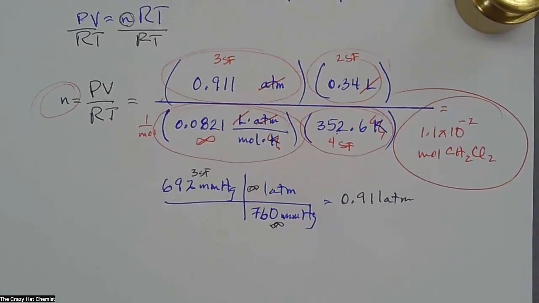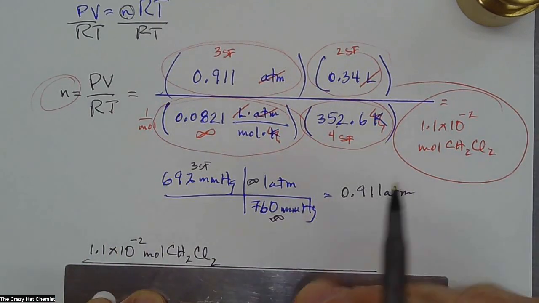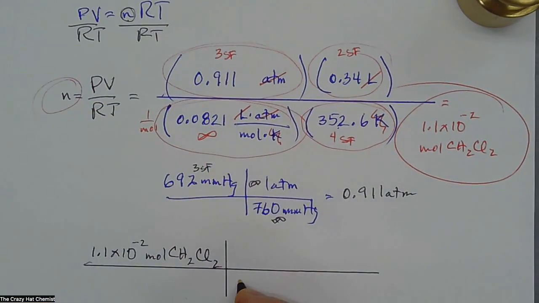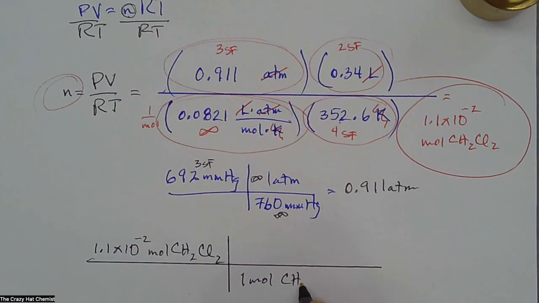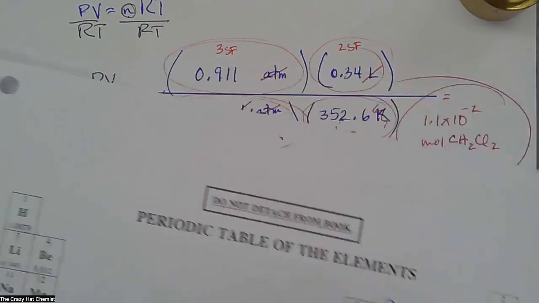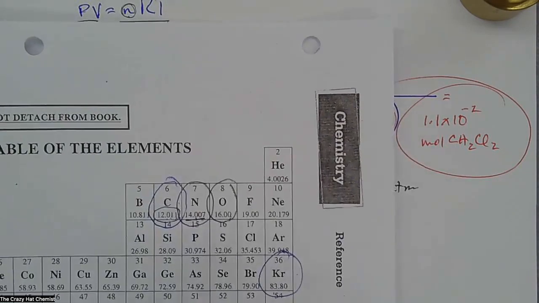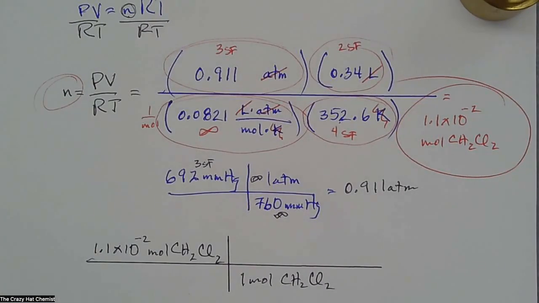I'm going to scroll this up here just slightly, and you should be able to do this. This is 1.1 times 10 to the negative 2 moles of CH2Cl2. And I'm going to convert this into mass using my little bits of stoichiometry that I hopefully remember. This will be 1 mole of the same formula, CH2Cl2. And then I'm going to need to determine the molar mass of CH2Cl2. So 12.011 plus 2 times 1.0079 plus 35.453 times 2. And that molar mass is going to be 84.933 grams CH2Cl2.